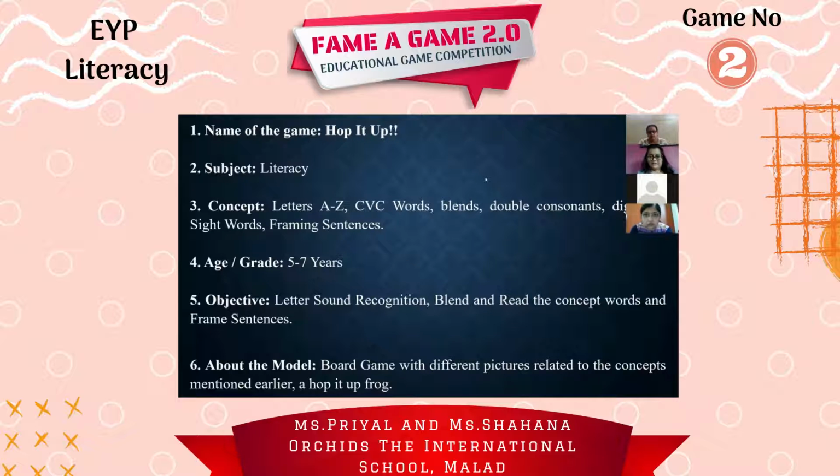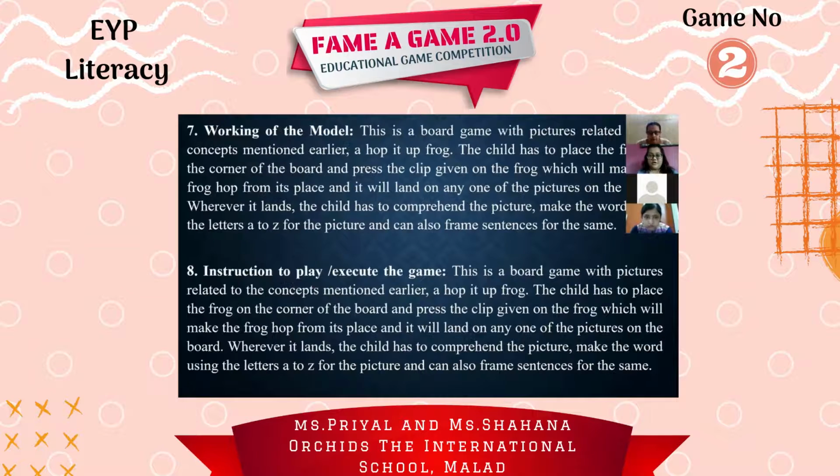About the model, we have a board game with different pictures related to the concepts that we mentioned, and we have a Hop It Up frog. I will take you to the next slide. Now, the working of the model. This is a board game with pictures related to all the concepts that we are covering in K1 and K2. That is your CVC, blends, digraphs, double consonants, all the concepts. There is a Hop It Up frog as well.